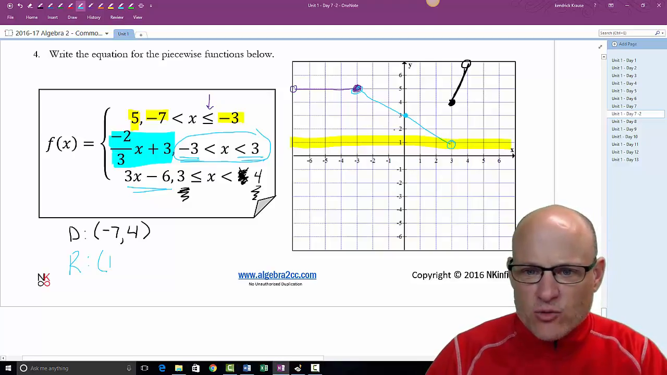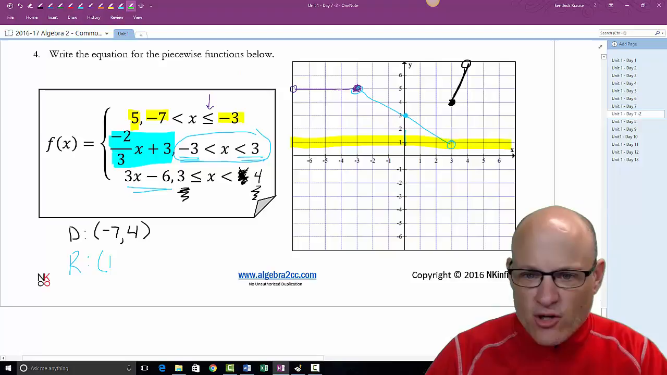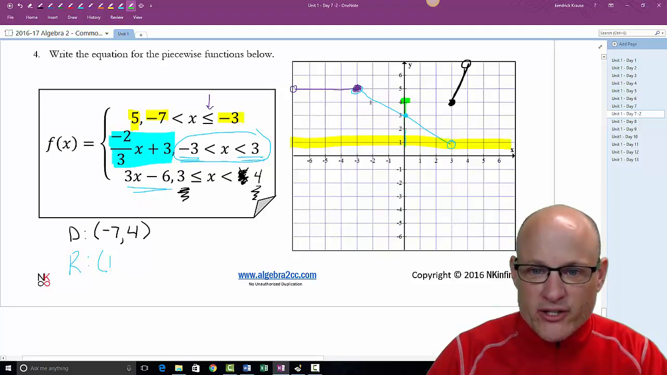Now, can it equal 2? Is it all these values? Yep, all these values going up. I should pick a different color, green. It's all these values going up. Even at 4, it's here and it's here, so that's okay. At 5, yep, 5. Goes all the way up to 5. Can it be equal to 6? Yeah, it's over here. Can it be equal to 5.5?